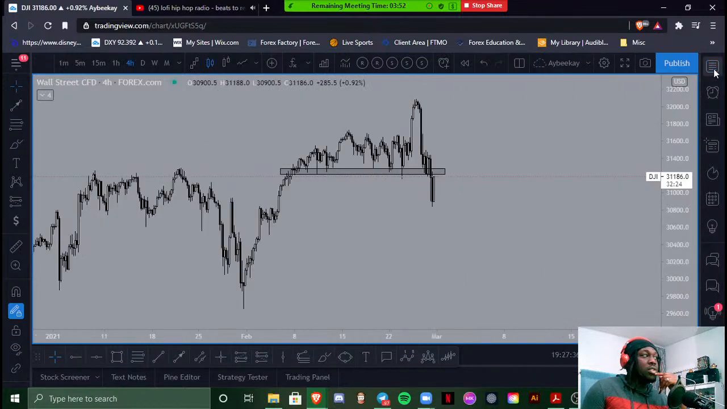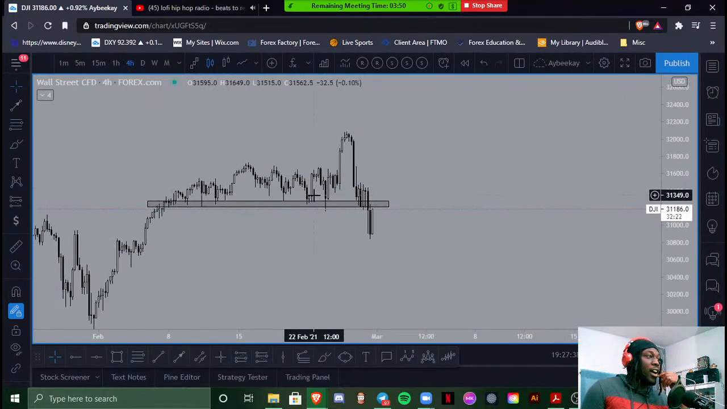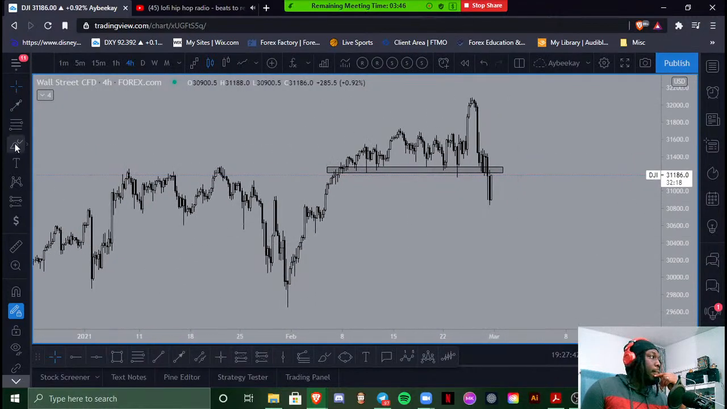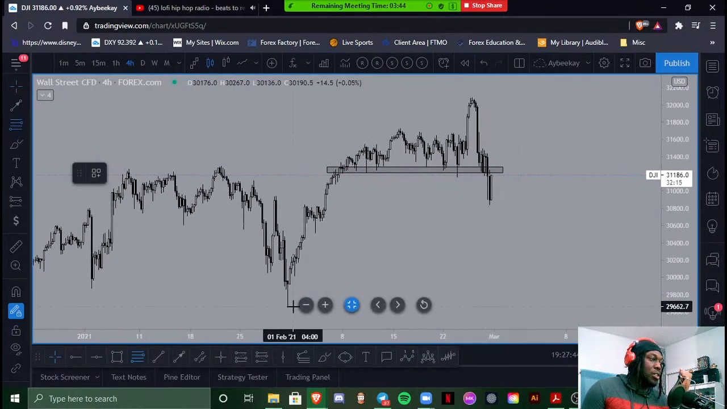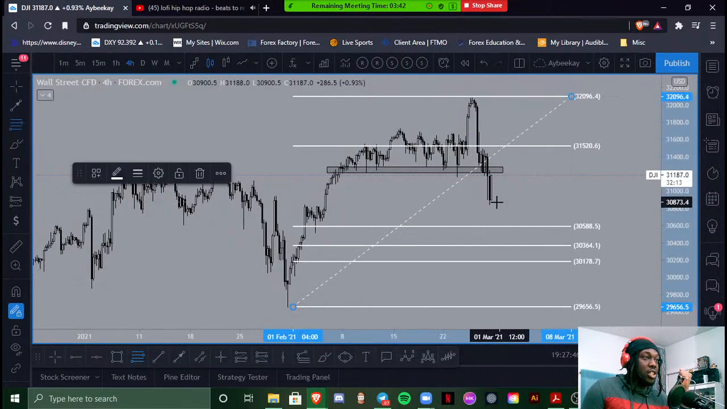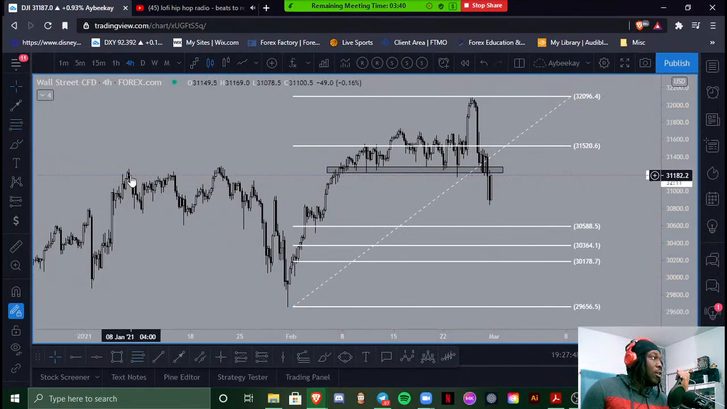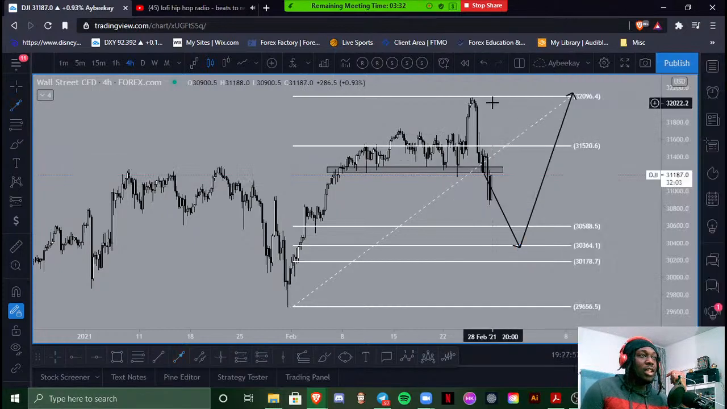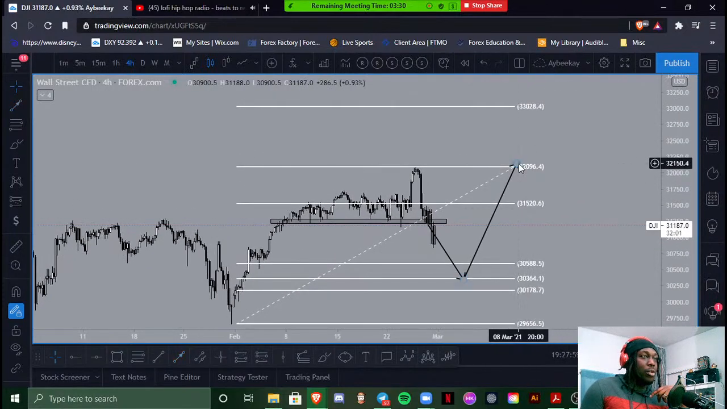Dow Jones made higher highs, then came crashing down. But it's the same thing as with the S&P. If it does hold right here, all I really can see is price coming back down to like 30,364 before making higher highs. I don't really see anything more than that realistically.